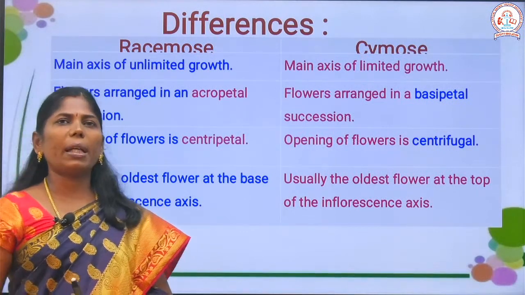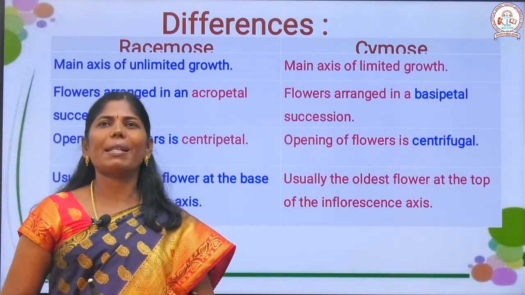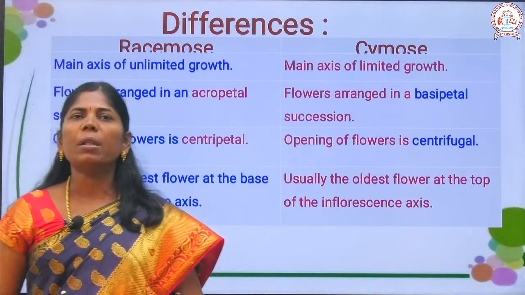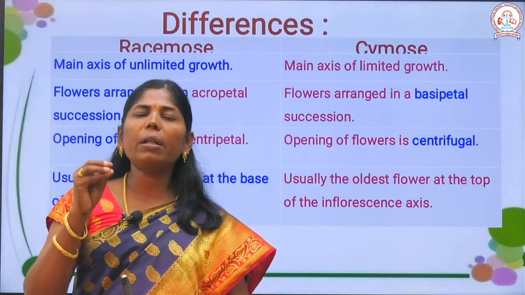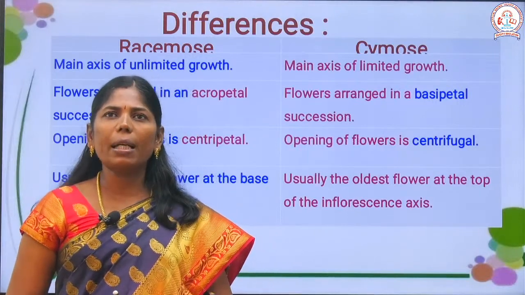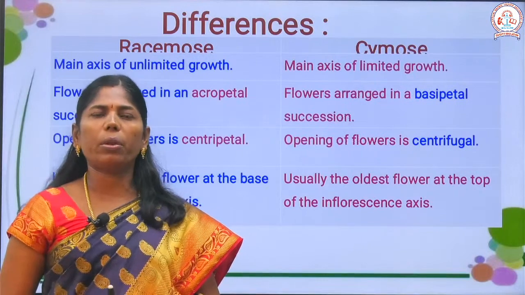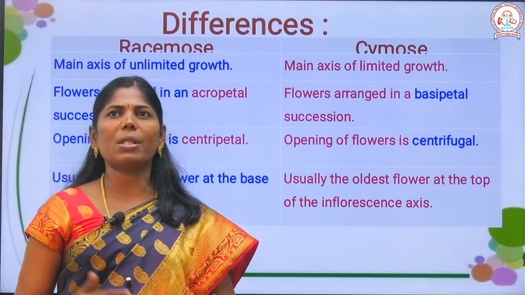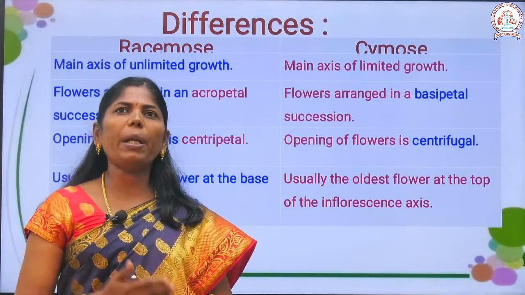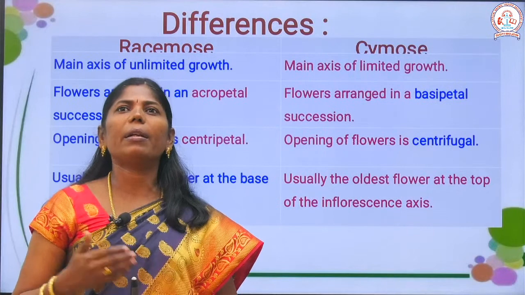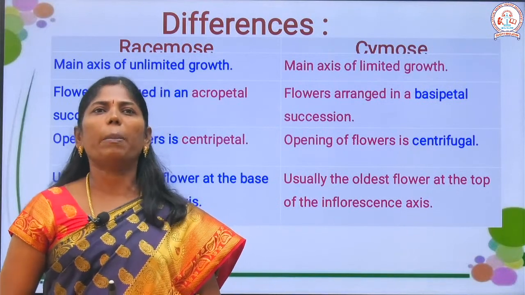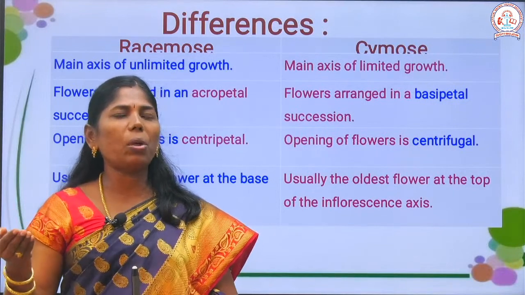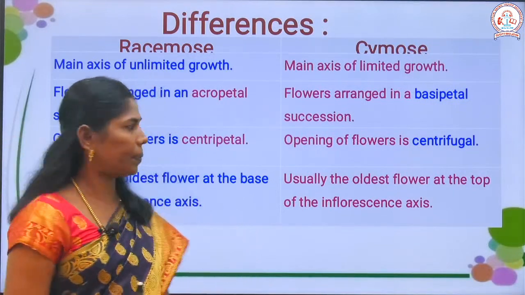Once again, you can see the differences between racemose and cymose. The first one has unlimited growth because it does not have a flower in the terminal region. In the cymose, the main axis has limited growth, because a terminal flower is there. This is acropetal succession, and this is basipetal succession. The opening of the flowers is centripetal here, and centrifugal there. Usually the older flowers are in the basal region, but here the older flowers are in the top region.